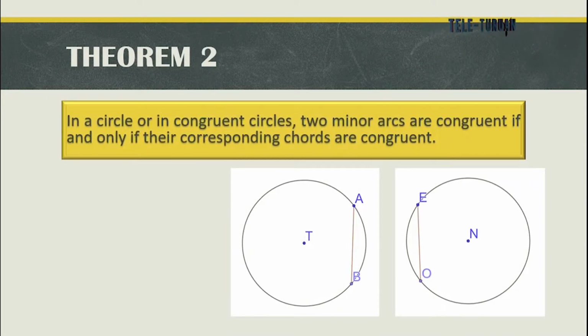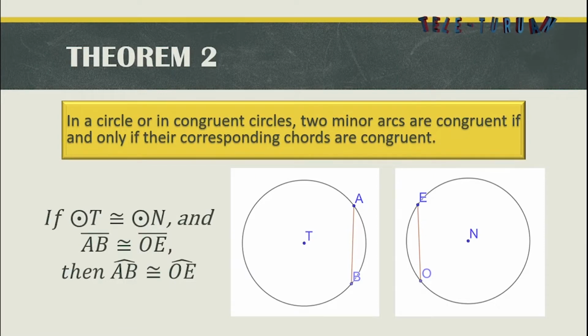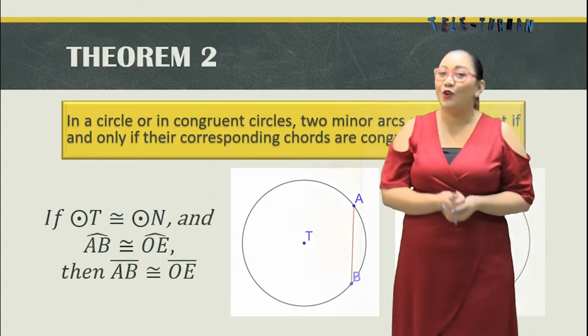Notice that they have 2 chords, chord AB for circle T and chord OE for circle N. Given that these 2 circles are congruent and that chord AB is congruent to chord OE, then you can say that the intersected arcs, arc AB and arc OE respectively, are congruent as well. Now let's look at the converse. The converse of this is if you are given the arc AB and arc OE to be congruent, then their respective chords, chord AB and chord OE, are congruent as well. Got that? I sure hope you do.